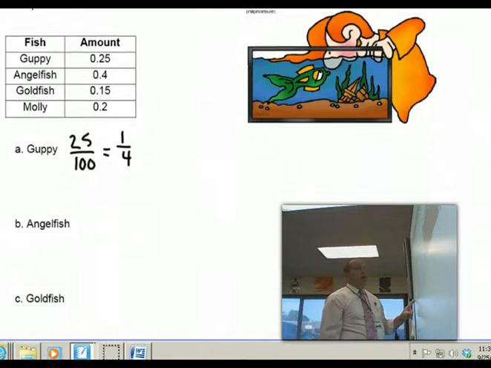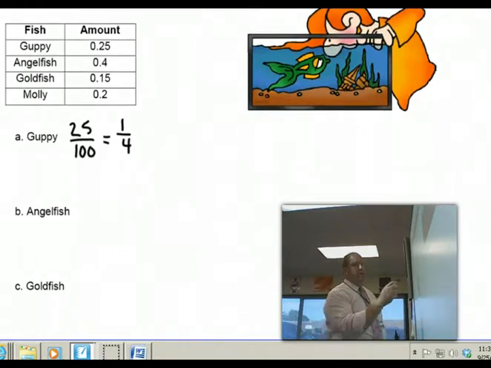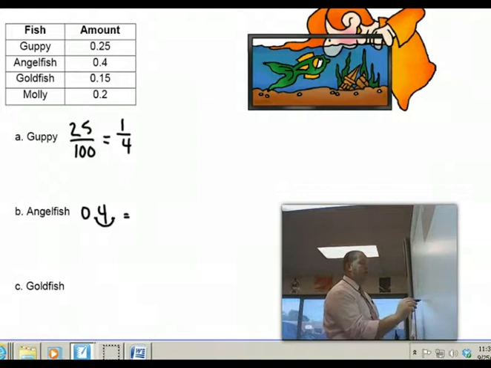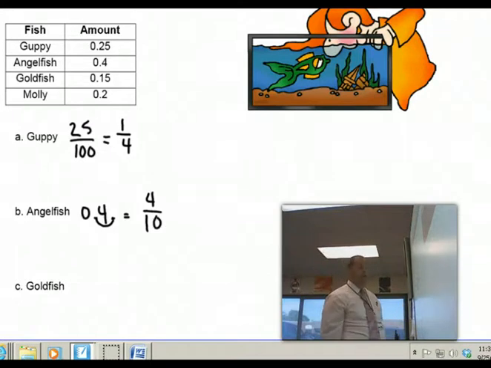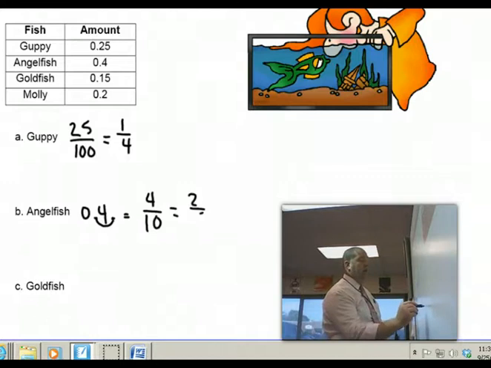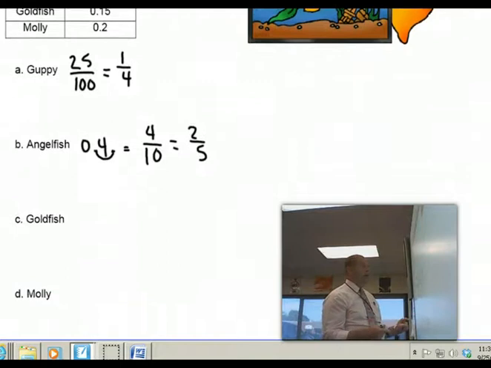There's another way to think about it. However many places you need to move the decimal to make it a whole number is how many zeros you add. So for angelfish, it's 0.4. If I move this over once, that makes it the whole number 4. So I would do 4, and I have 1 0, so that's a 10. So this would be 4/10, and reduce that would be 2 over 5. So however you say it is how you write it.